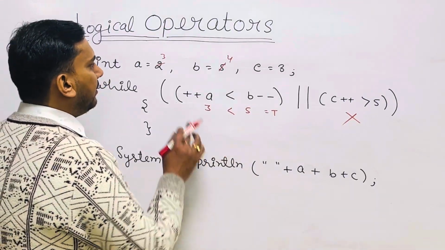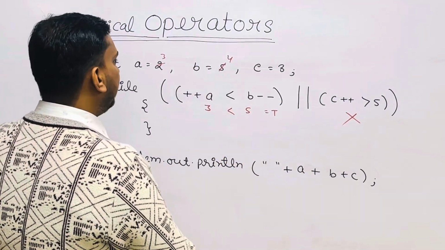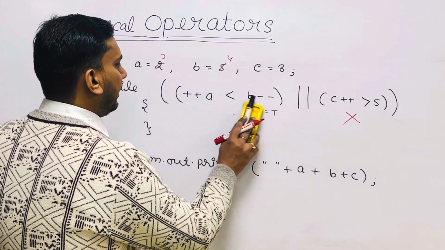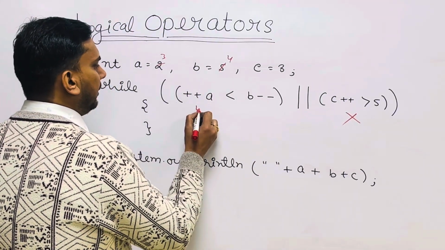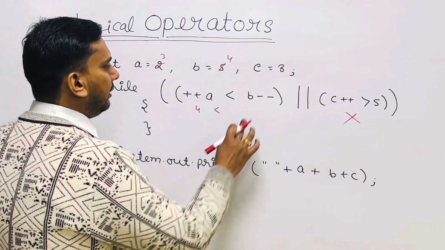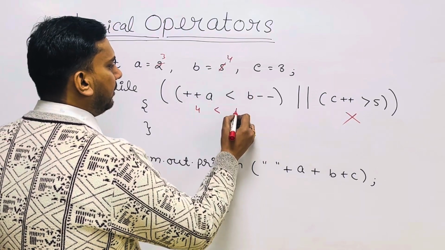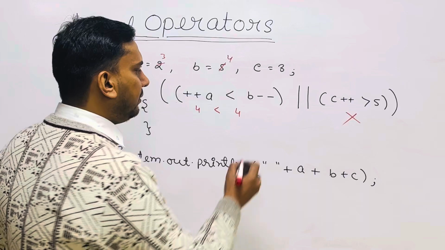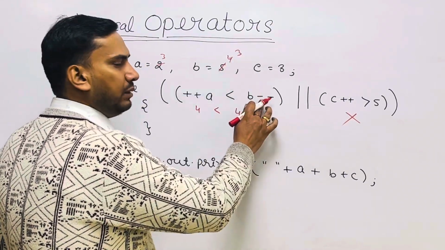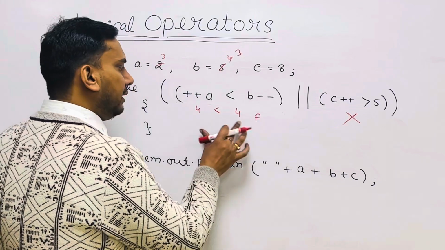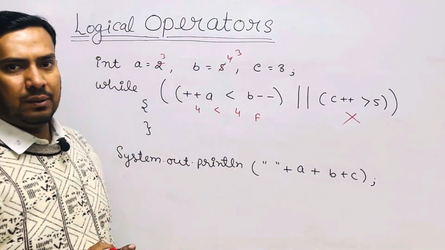In the next iteration you will check again. Now a has become 3 and b is 4. Again it will check ++a, which means a will become 4. 4 is less than b, which is 4. So, 4 is less than 4, the condition is false, right, and b will become 3 now by post decrement.